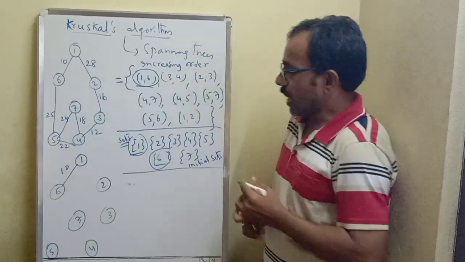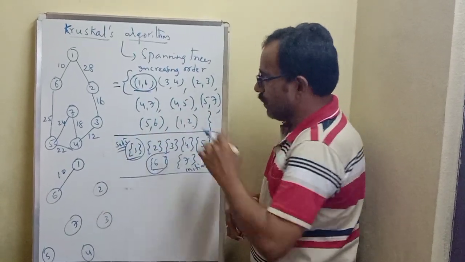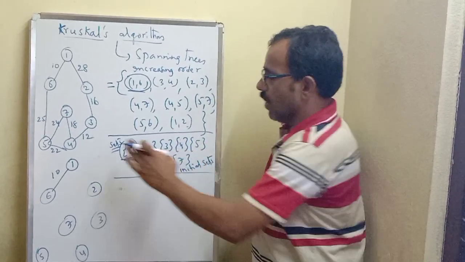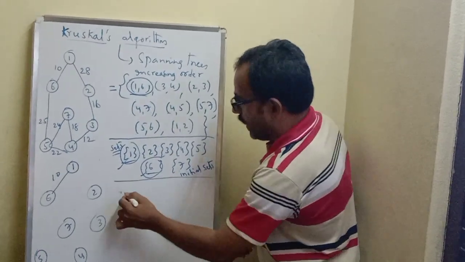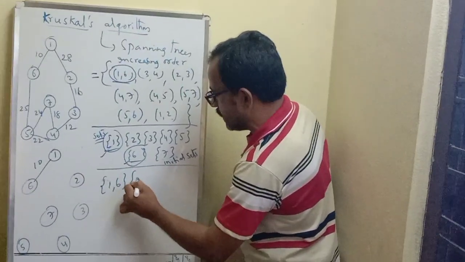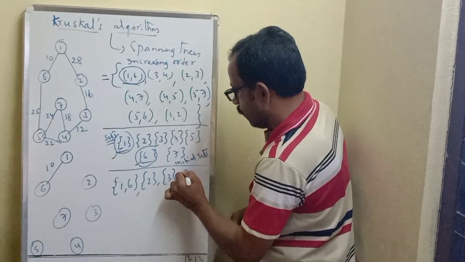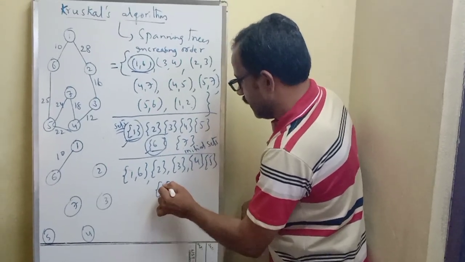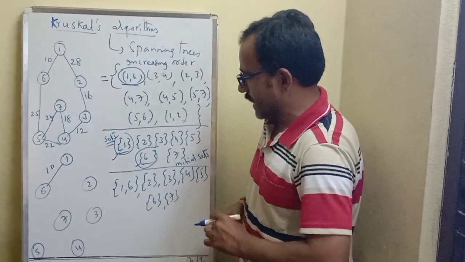After adding the edge into the spanning tree, we need to combine the two sets containing the vertices 1 and 6. This is one set, this is another set, and we need to combine those two sets. After combining, we get the set structure like this: 1 6, 2, 3, 4, 5, and 7. Now we have included one edge.